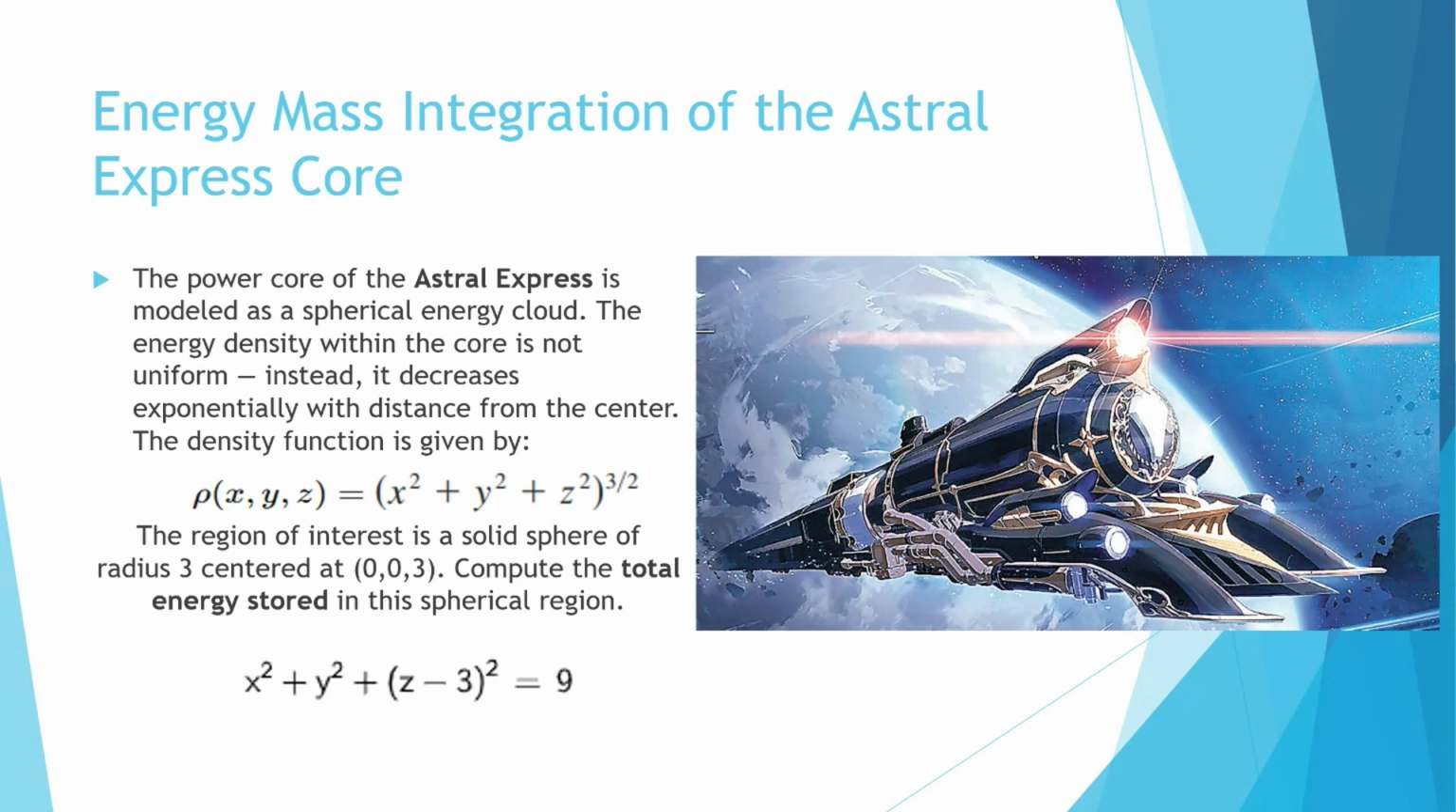Finally, here comes our final question. The power core of the Astro Express is modeled as a spherical energy cloud. The energy density within the core is not uniform. Instead, it decreases exponentially with distance from the center. The density function is given by the equation. The region of interest is a solid sphere of radius 3 centered at the given point. Compute the total energy stored in this spherical region.